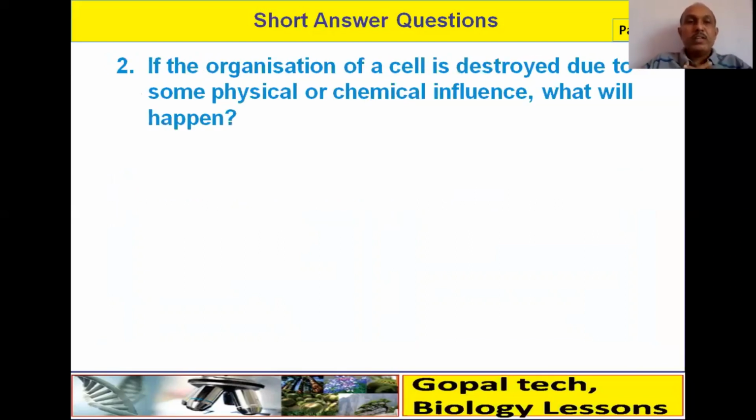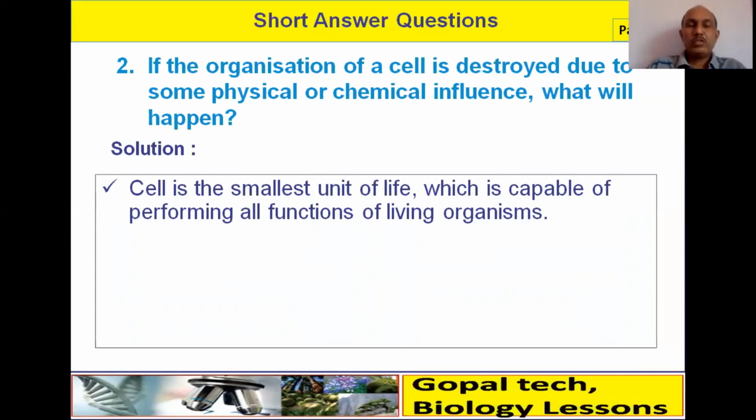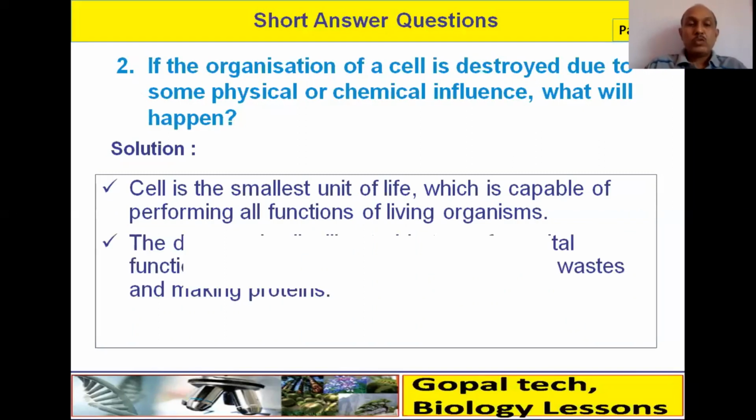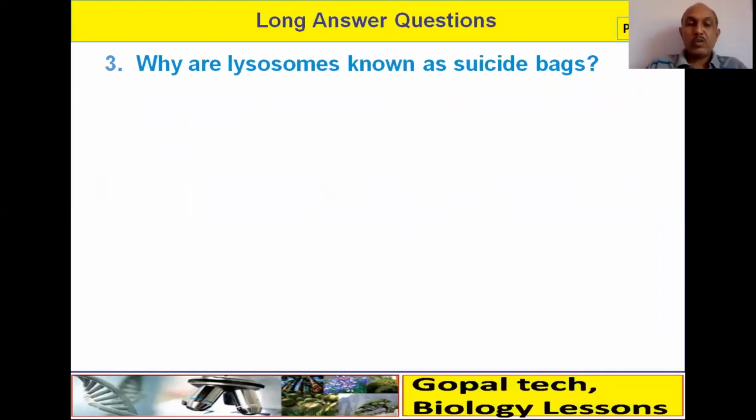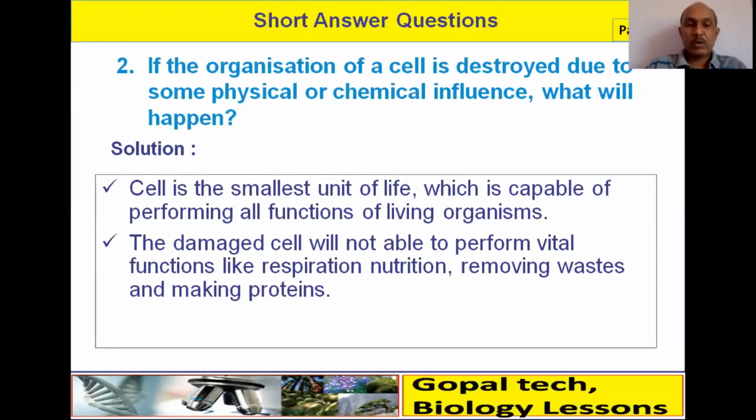Page number 65. If the organization of a cell is destroyed by some physical or chemical influences, what will happen? Simple. The cell is the smallest unit of life, which is capable of performing all functions of living organisms. So the damaged cell will not be able to perform all vital functions like respiration, nutrition, removing waste and making proteins. Therefore the cell will die and it cannot survive.